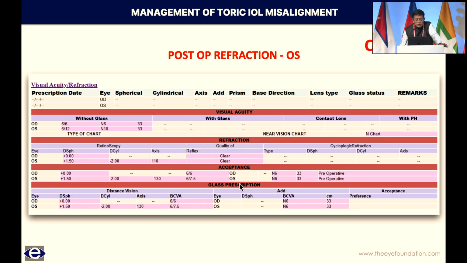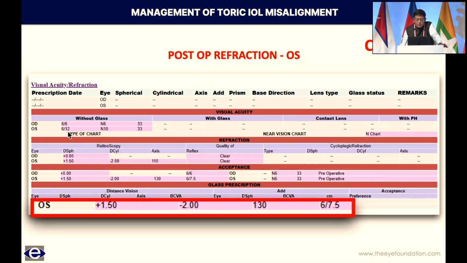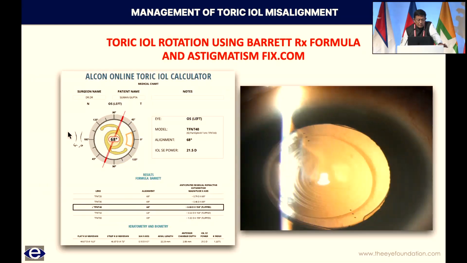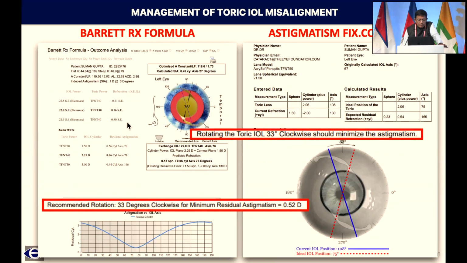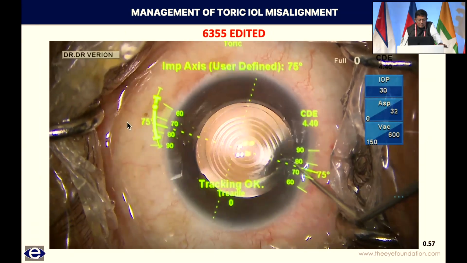And when you have a situation like this, what I was alluding to, 1.5 diopters with -2 diopters of cylinder, and the uncorrected visual acuity is 6 by 12, obviously a very dissatisfied patient, and she had received, I think, a continuous range of vision toric intraocular lens. This is what you see over here. So basically there was a significant misalignment, and this is just to show you that the Barrett RX formula and the astigmatismfix.com almost function equally well in both these cases. Both of them show that there should be almost a 33-degree misalignment which has occurred, and obviously this needs to be taken care of, and this is exactly what we do.